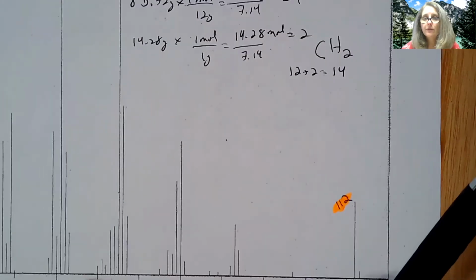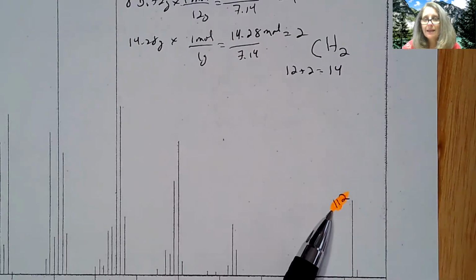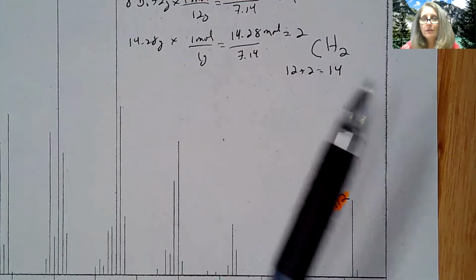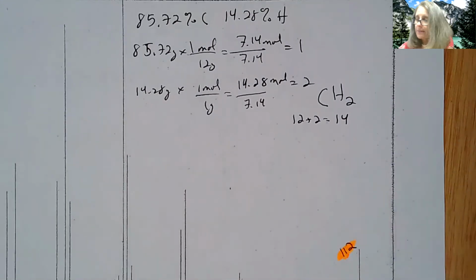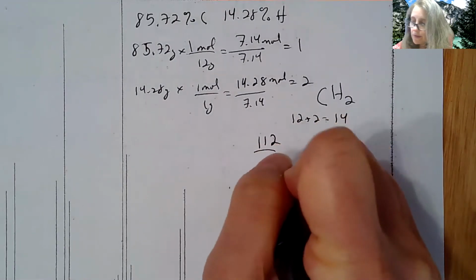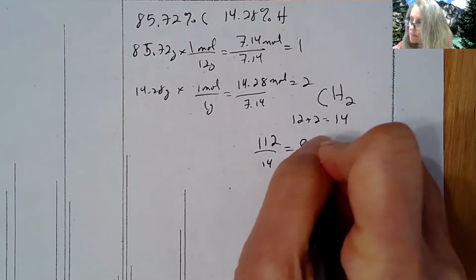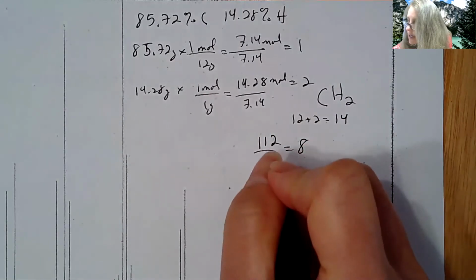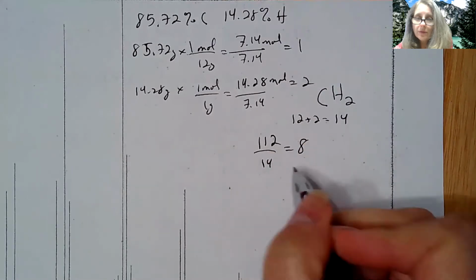Okay, as the empirical formula. Well, realize that that doesn't add up to 112. If I add up a carbon and 2 hydrogens, that adds up to 14. So you take the 112 and you divide it by 14, and you find that the magic number is 8. And so then you have to multiply the empirical formula by that.